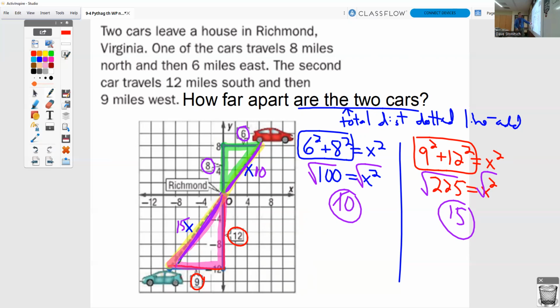Well, if this distance is 15 and this distance is 10, in order to find that total distance, we have to add those 2 numbers together to be 25. You will have a question on your final exam in June that looks exactly like this, just different numbers, all right? So find the length of one side, find the length of the other, add the 2 together.